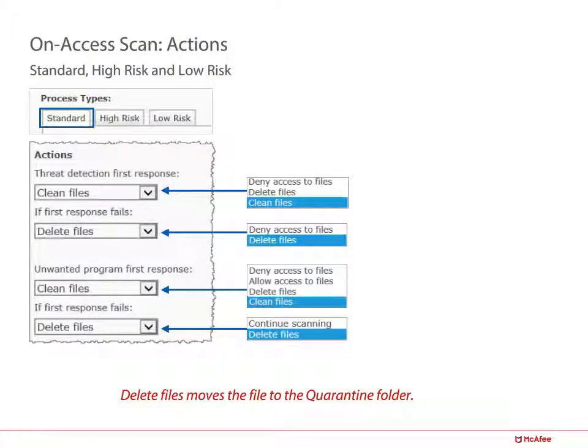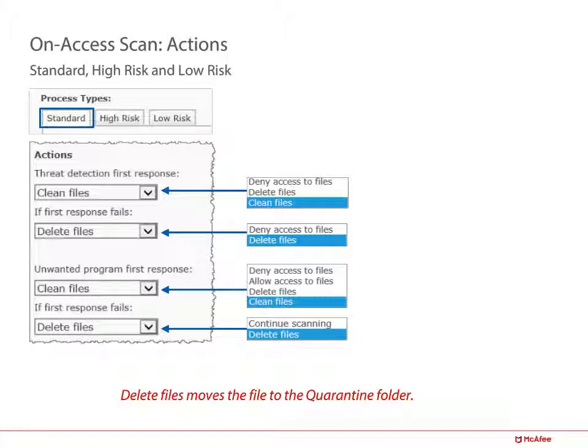On-access scan actions for standard, high risk and low risk are as follows. The first response is to try to clean it. We recommend that you have it try to clean the files because it will check against the clean.dat file to see if it's cleanable. If it cannot be cleaned, then the second response would be to delete the files. You do have the other options of deny access to files and delete the files, but do understand that if the first response is to delete the files, it never even tries to see if it's cleanable.